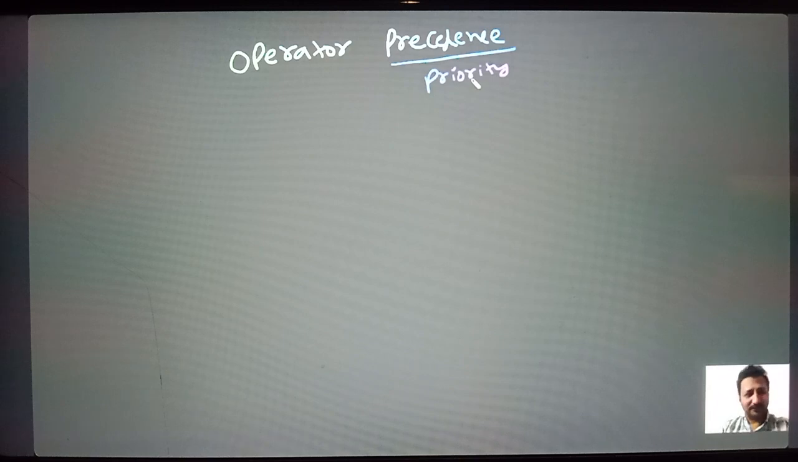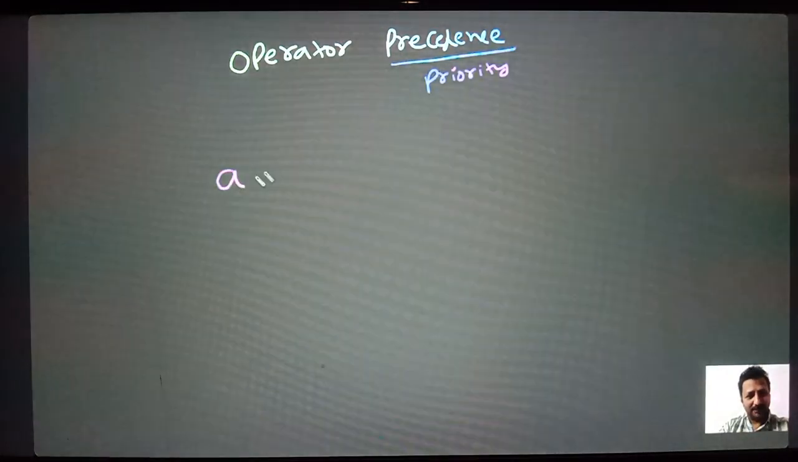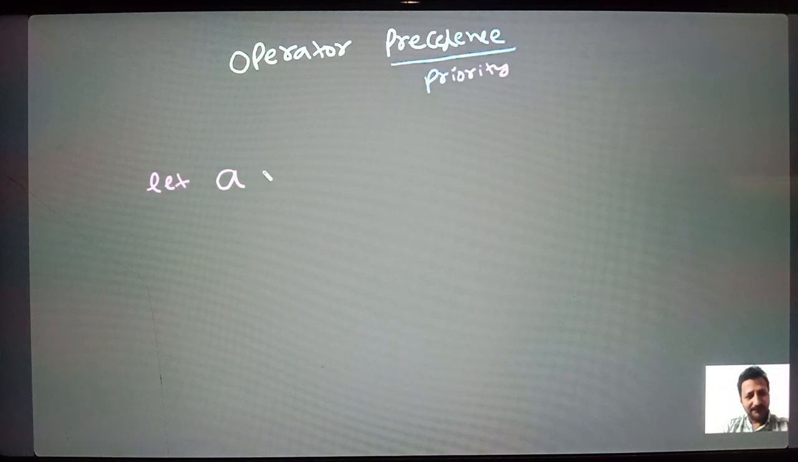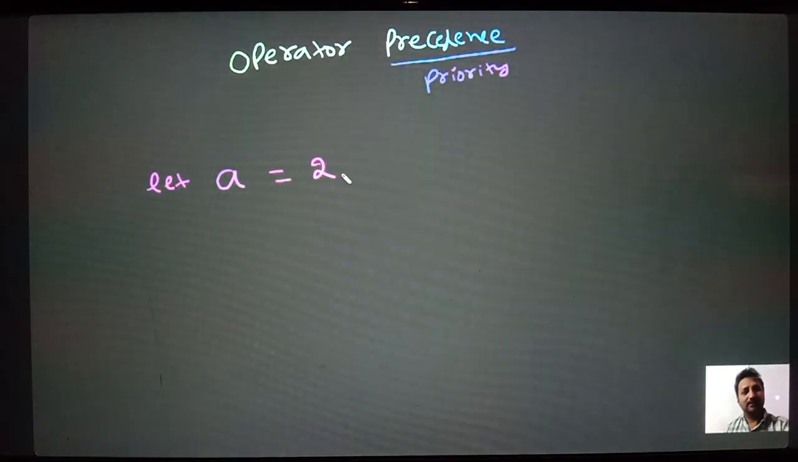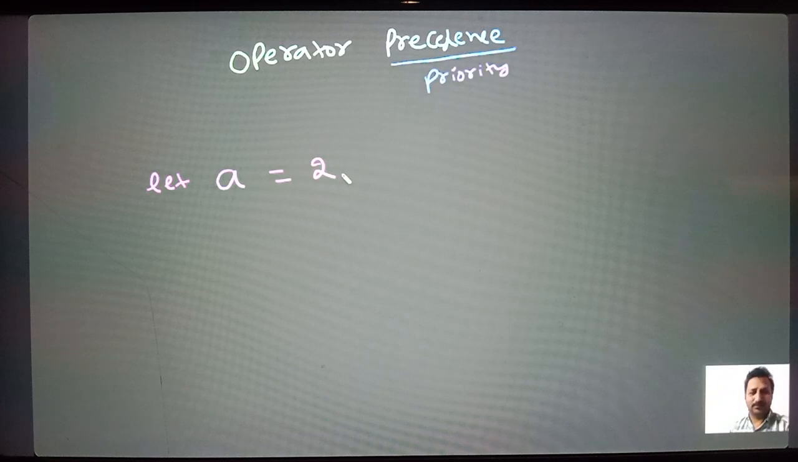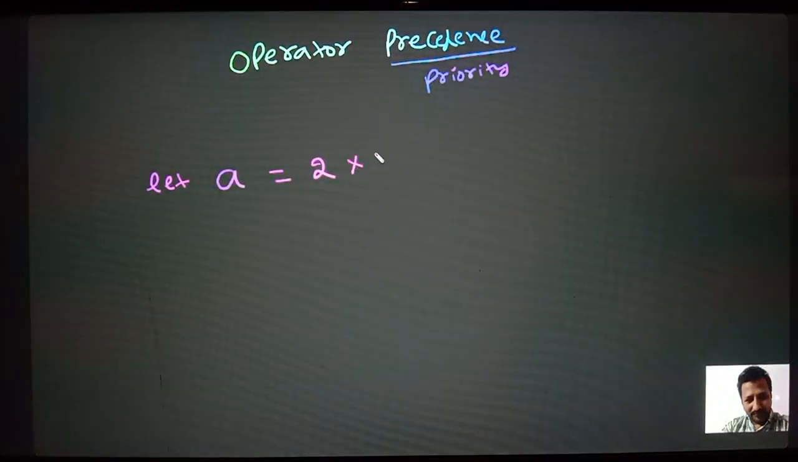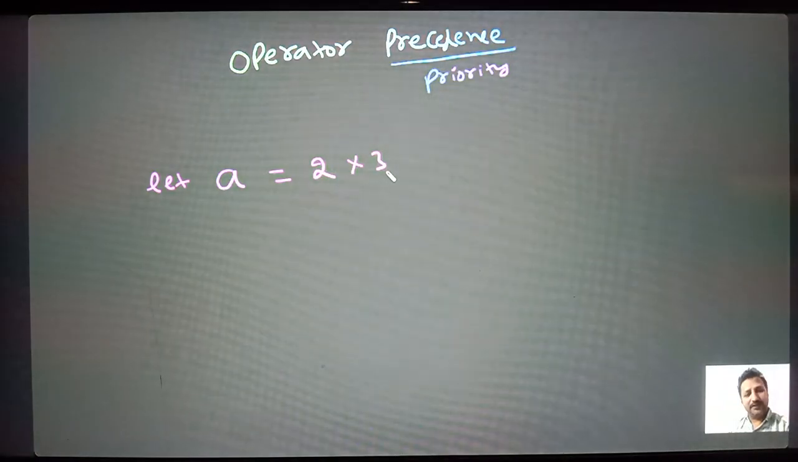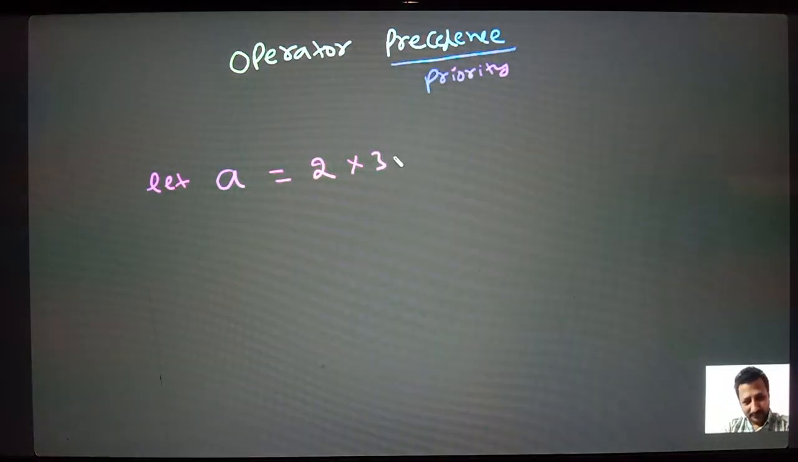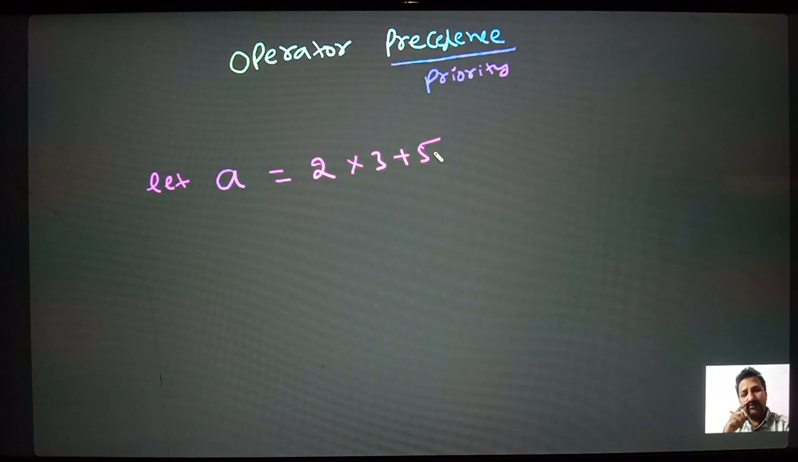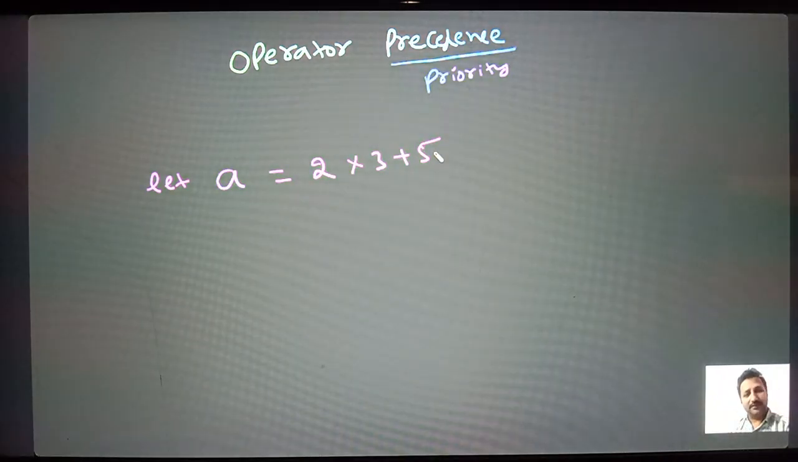What is priority? Now just to give you an example, if I say let a is equal to 2, what is the value of a? What is the value of a? 6. What is the value of a? 11. How come it is 11? Now it can be like this also, no? 5 plus 3, 8. 8 into 2, 16.